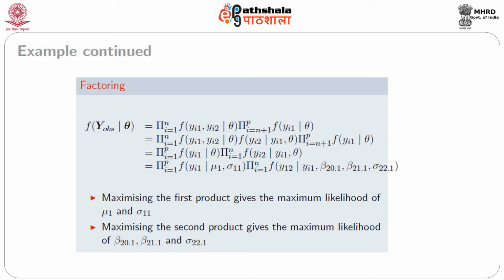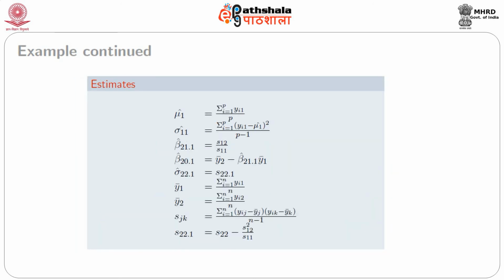Maximizing the second product gives the ML estimate of beta_20.1, beta_21.1 and sigma_22.1, and hence I can get mu_1 hat and sigma_11 hat, which are the ML estimates of mu_1 and sigma_11. Similarly, I can get beta_21.1 hat, beta_20.1 hat and sigma_22.1 hat.